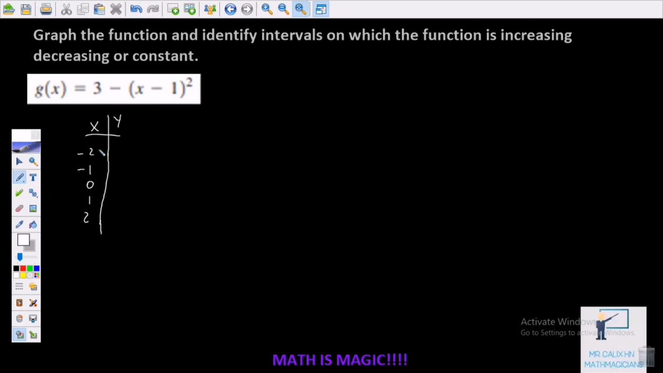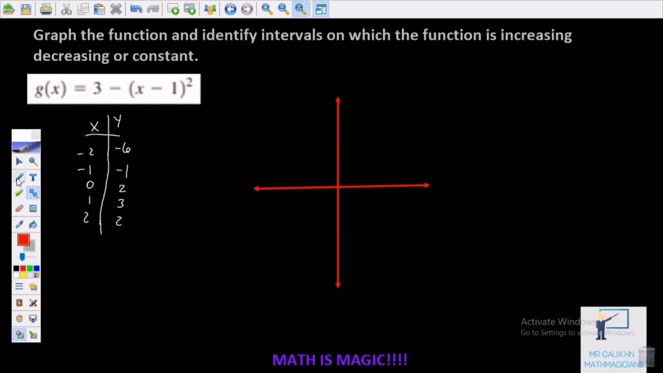If I substitute -2 in this x and I plug everything inside my calculator, the answer would be -6. If I substitute -1, the answer would be -1. If I substitute 0, the answer would be 2. If I substitute 1, the answer would be 3. And if I substitute 2, the answer would be 2. Let's make our graph to check the behavior.